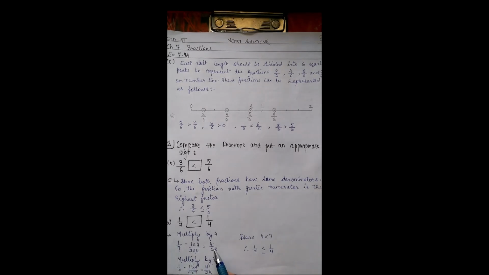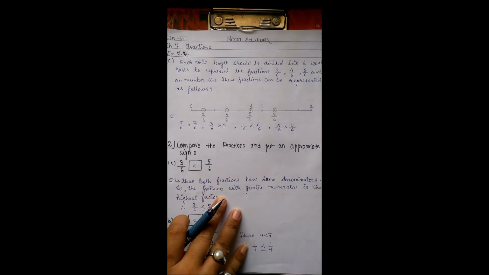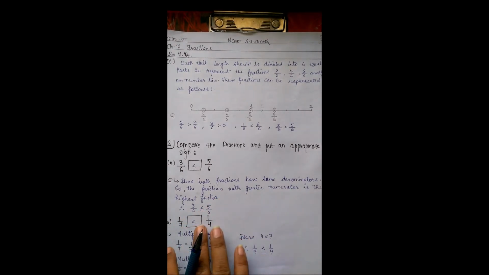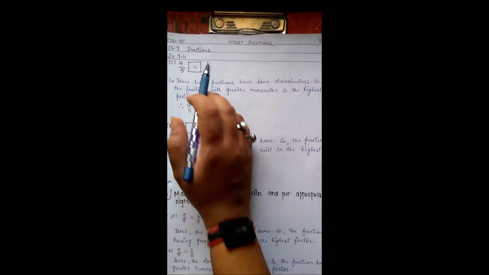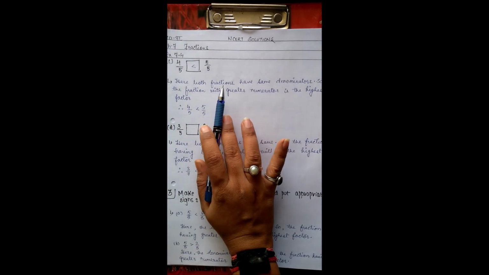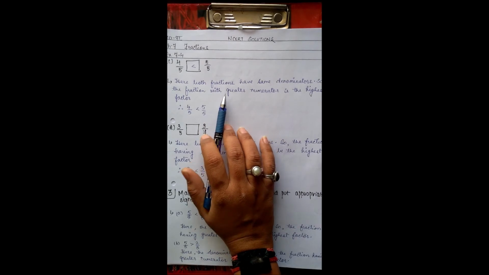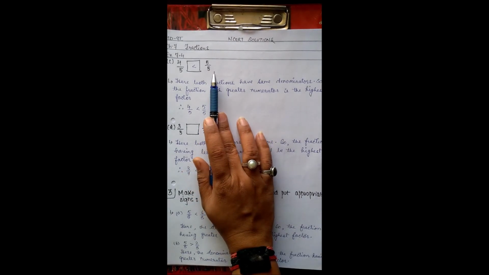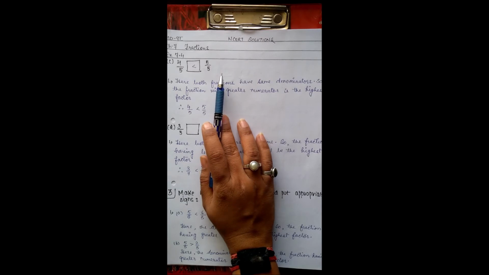So which one is greater? 4 upon 28 or 7 upon 28? It is clearly seen that 7 upon 28 is greater. So which fraction is greater? 1 upon 4 is more than 1 upon 7. Now moving to the next, 4 upon 5 and 5 upon 5. Here the denominator is the same. So we have to see the numerator. 5 is greater. So 5 upon 5 is greater than 4 upon 5.